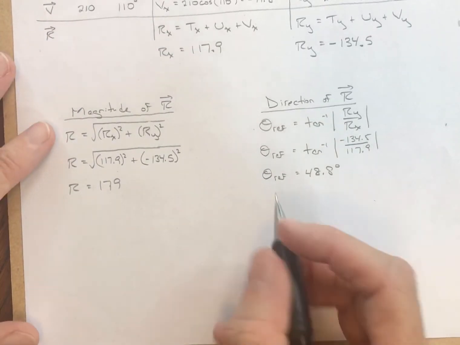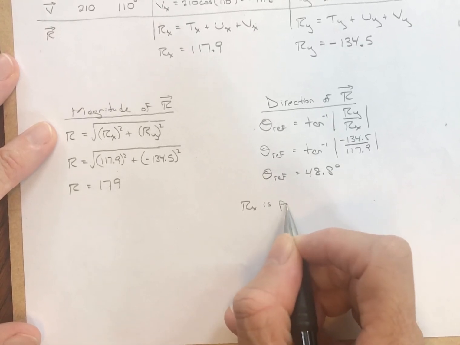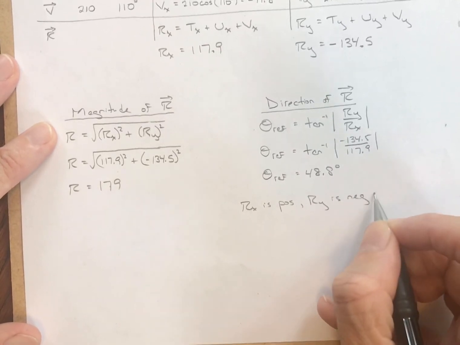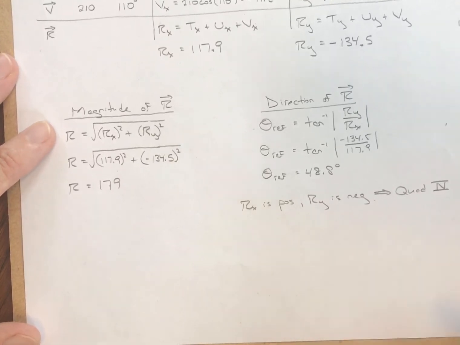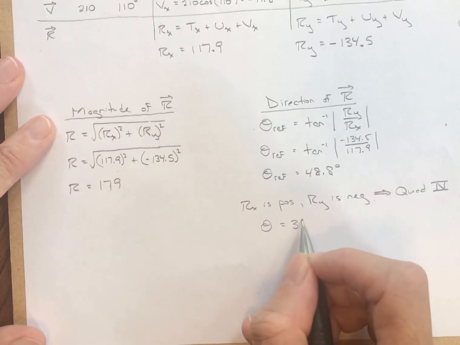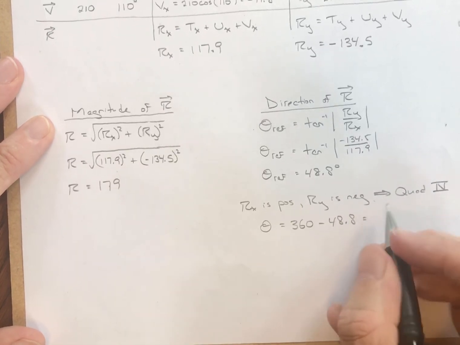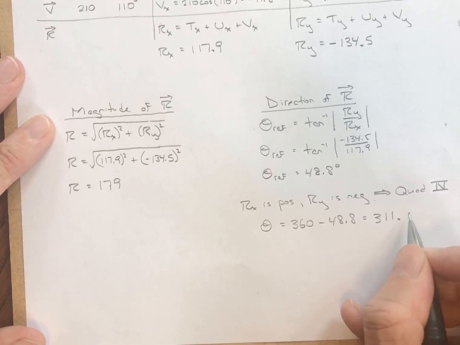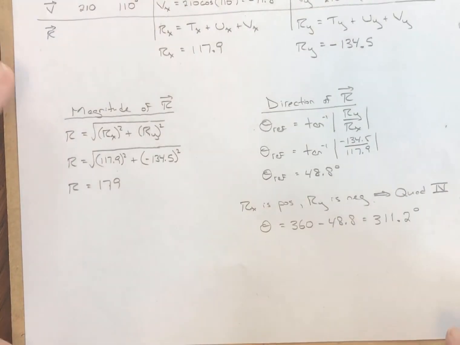Okay, however, we know that our x component is positive, our y component is negative, which means we're in quadrant number 4. And we talked about that just a couple minutes ago. So for our theta, we have to take 360 and subtract the reference angle to come up with the fact that our standard position angle is 311.2 degrees. Okay, just about finished.